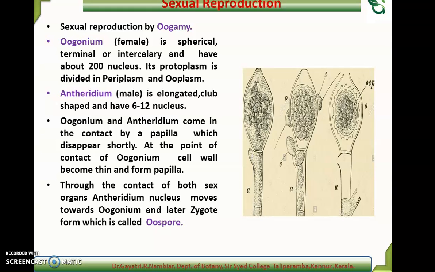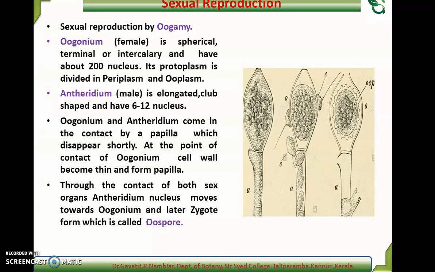Now, oogonium is spherical, terminal or intercalary and is multinucleate. Its protoplasm is divided into outer periplasm and inner ooplasm. Now, antheridium is the male sex organ. It is elongated, club-shaped and is also multinucleate.